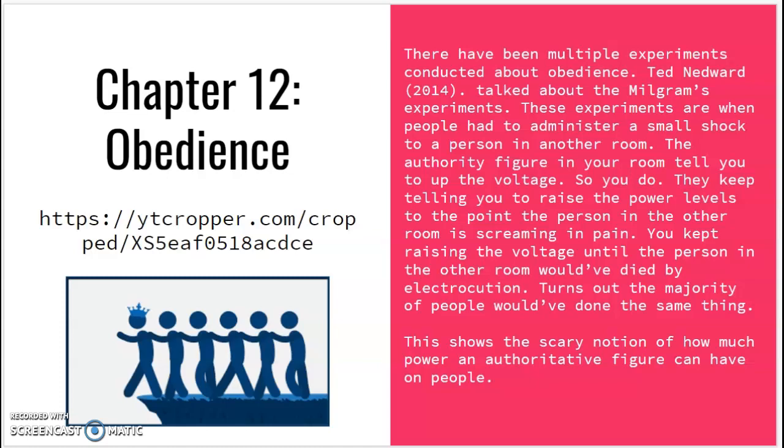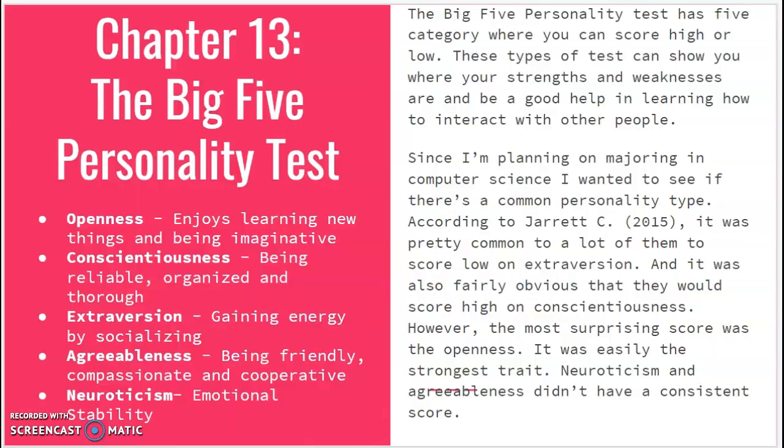Alright, so, it's interesting. It's a scary notion about how much power an authority figure can have on regular people, because these people weren't murderers, they were just everyday folks. Alright, so chapter 15, the Big Five personality test.